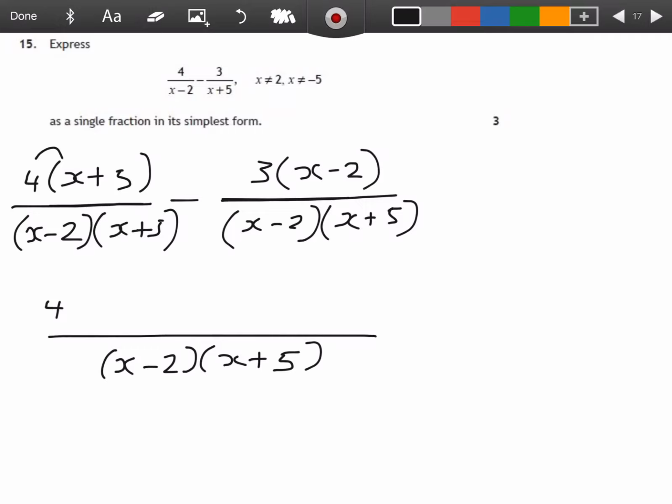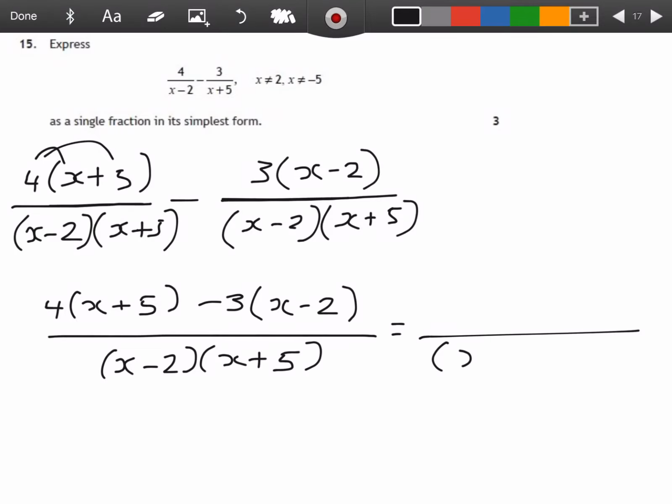Multiply out the brackets, okay? In fact, I won't multiply out the brackets yet. I'm just going to write this out first. And then I'll multiply out the brackets. That's what I would normally do. Right, so the bottom term doesn't have to be multiplied out, okay? 4x plus 20.